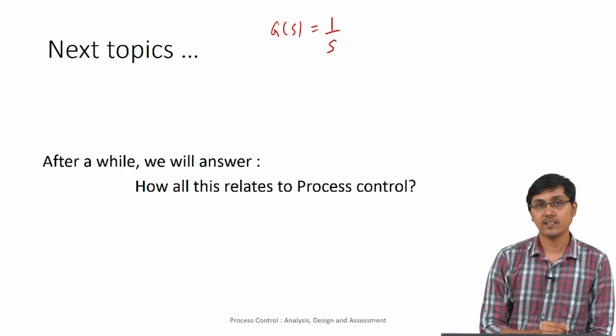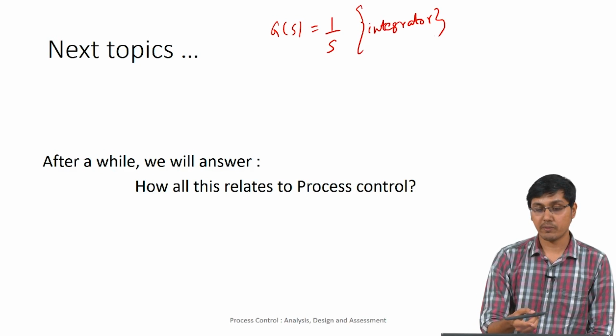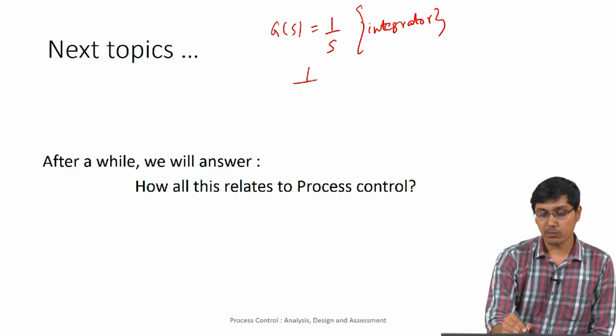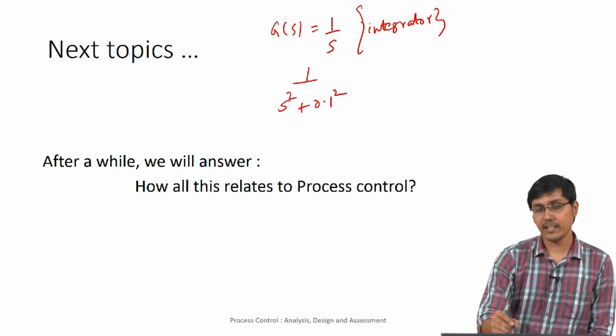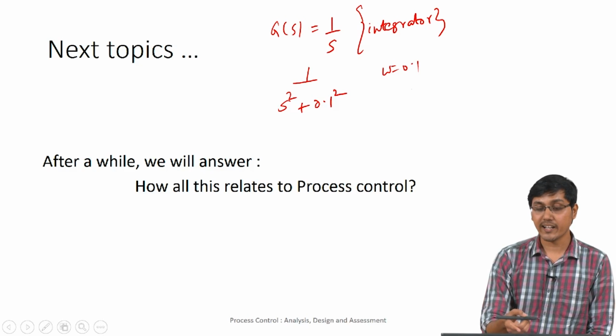Some questions you can think of: draw the Bode plot of g of s equal to 1 by s, which is nothing but an integrator. This is the integrator. So you can draw the Bode plot of 1 by s, and also try to use MATLAB to draw the Bode plot of what happens when s square plus 0.1 square, and specifically what happens when omega equal to 0.1. You can see what happens to the amplitude.